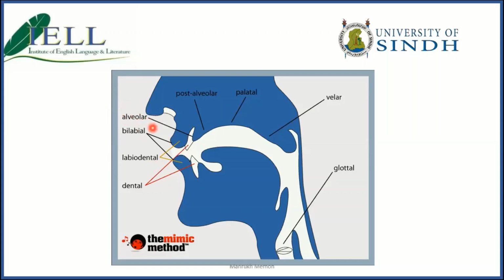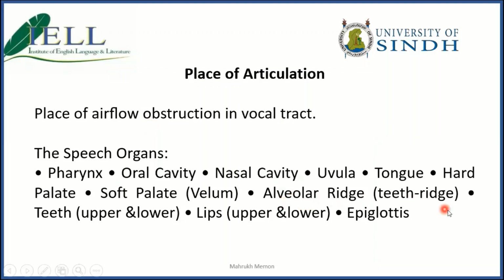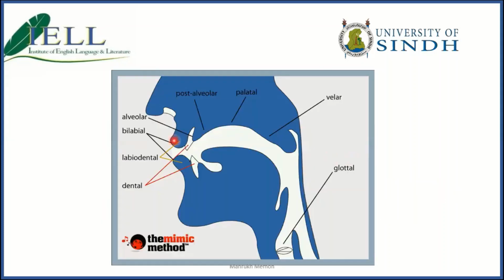Then we have alveolar. The alveolar ridge is basically the teeth ridge. The ridge beside our teeth is called the alveolar ridge. Then we have post alveolar and then palatal. So palatal is basically the roof of our mouth. The whole roof of the mouth is called our palate. We have a soft palate here, and then we have the front of the roof, which is called the hard palate.